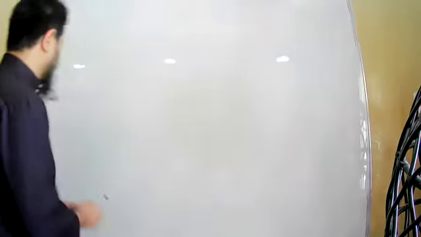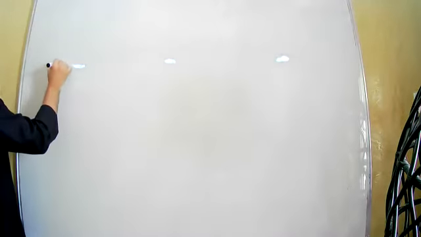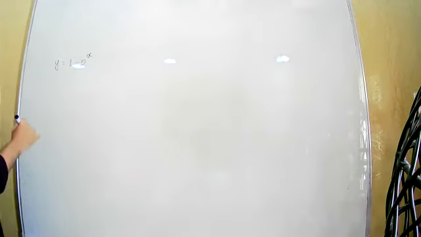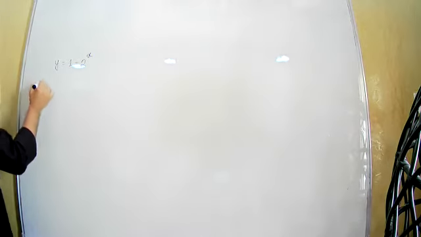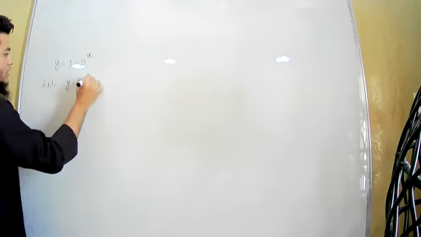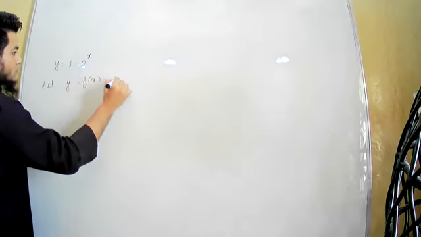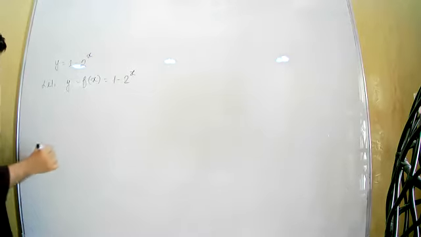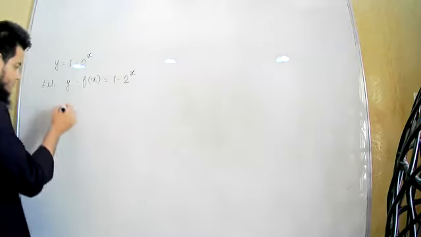Bismillahirrahmanirrahim. So our given question is y equal to 1 minus 2 to the power x. Okay. So the given function is y equal to 1 minus 2 to the power x. What we need to do? We have to consider let y equal to f of x is equal to 1 minus 2 to the power x. So from here, at first, what we need to do?